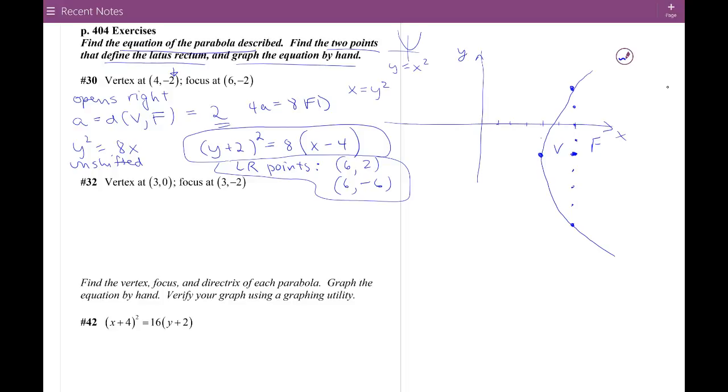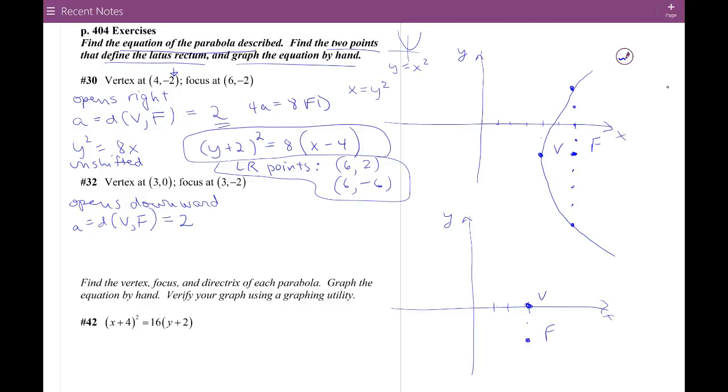And that's number 30. Okay, so let's look at number 32. This one we have the vertex at (3, 0) and the focus at (3, -2). So we can see that this one needs to open downward. So we can see immediately by the relationship of the vertex and the focus that this parabola has to open downward. Okay, then we know a is the distance from the vertex to the focus. So again, that's 2. So 4a is 8, which is the focal diameter.